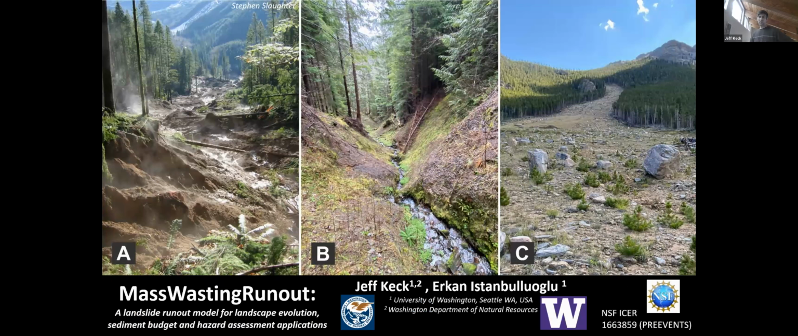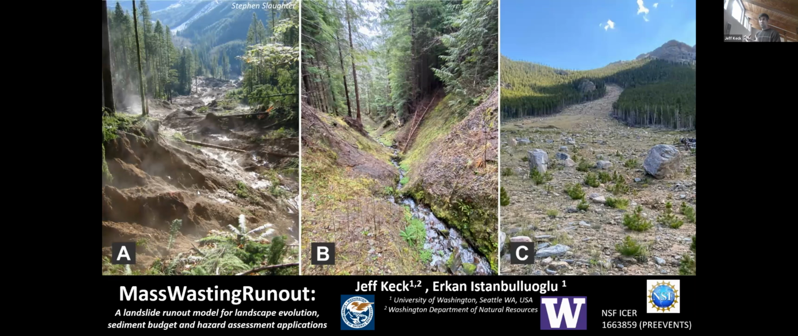Mass wasting runout. It's a new landslide runout model for landscape evolution, sediment budget, and hazard assessment applications. It was originally conceptualized for coupling existing hillslope models with existing sediment transport models, specifically Jon's model that he just showed. We've calibrated it and tested it at a number of different landslide types and runout terrains, including this landslide in A, which was a really large landslide that completely inundated the downslope terrain, or this landslide at B, which is mostly small channel adjacent landslides.